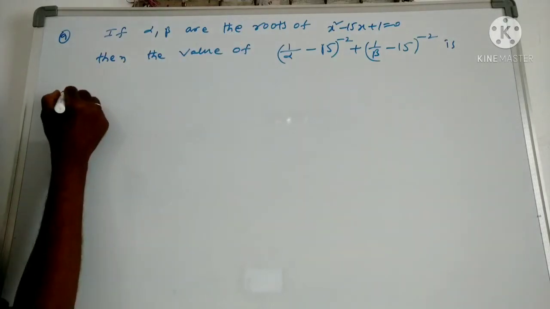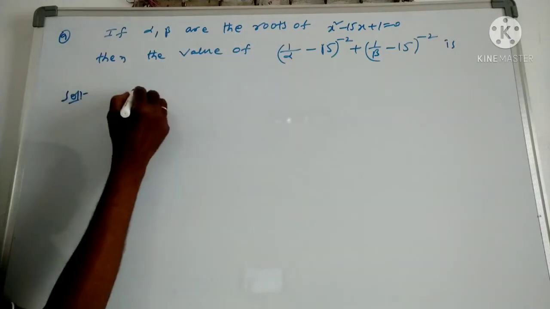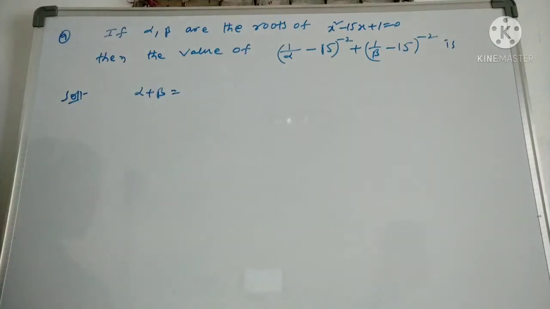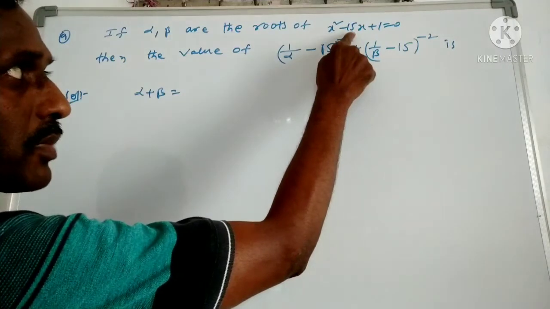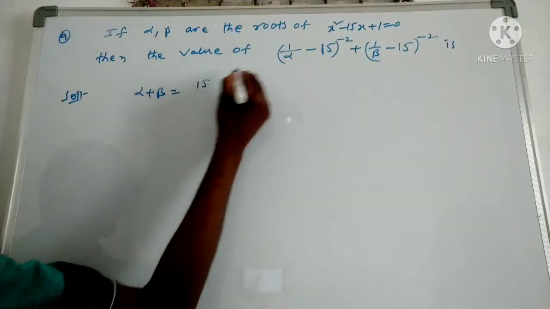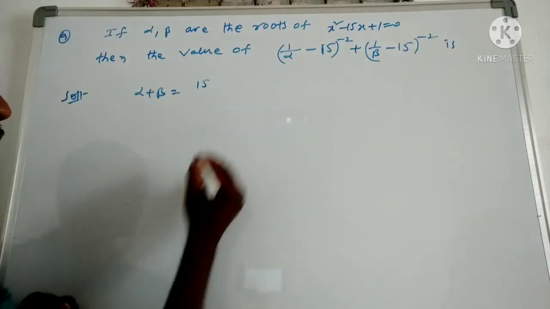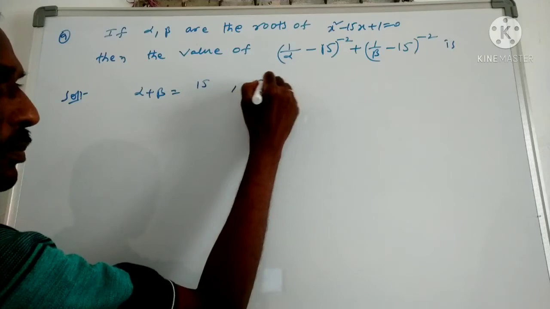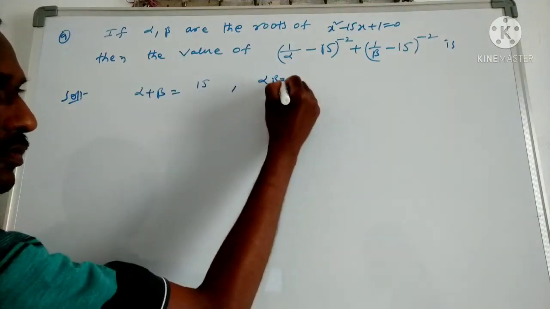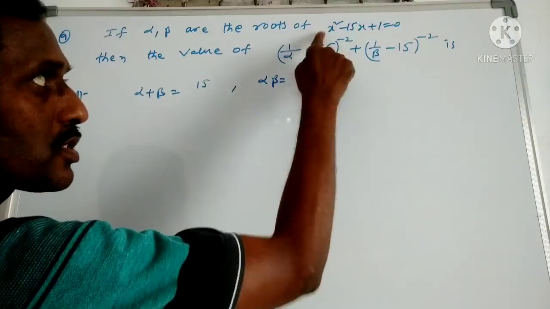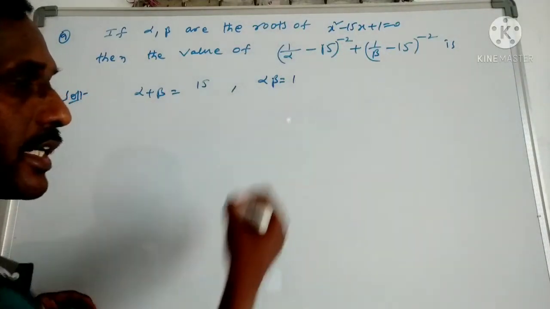Let us write first. Alpha plus beta is the value minus b by a. What is the value of b here? Minus 15. So minus of minus becomes 15, by a, the value 1, no need to write. Now alpha into beta, nothing but the product of the roots. What is the product? c by a. What is the c value here? 1. a is also 1. So the product is 1 only.